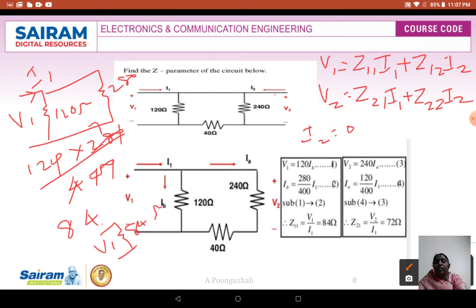This is your V1, and current I1 is going to flow. If I write my KVL equation, V1 is equivalent to 84 I1. So V1 by I1 is equivalent to 84. So straight away I can write Z11 is equivalent to, if I make I2 0 in this equation, Z11 is nothing but V1 by I1, that is 84 ohms.